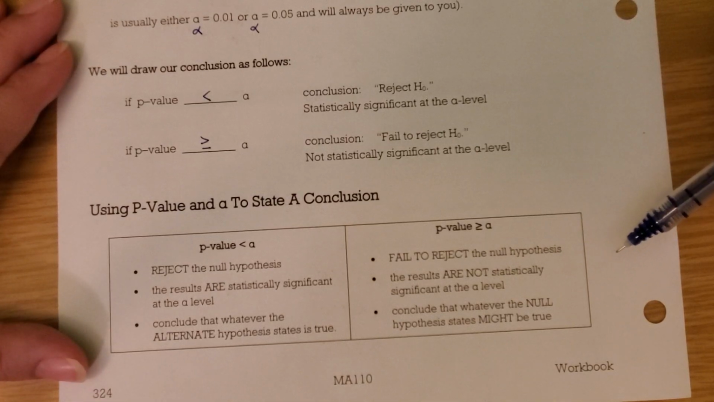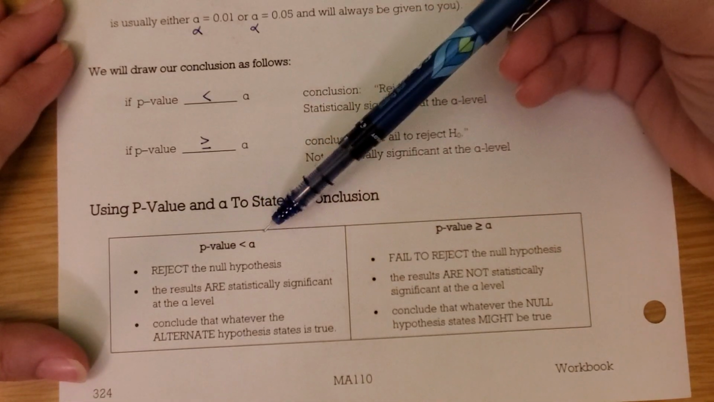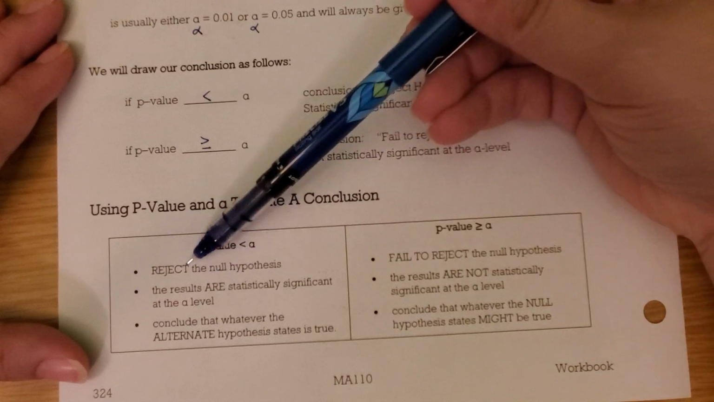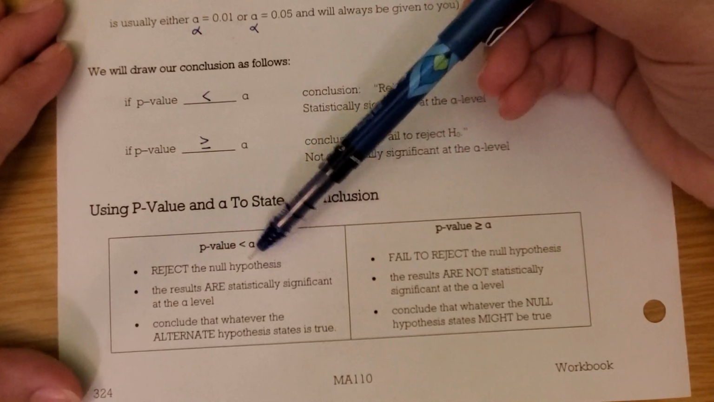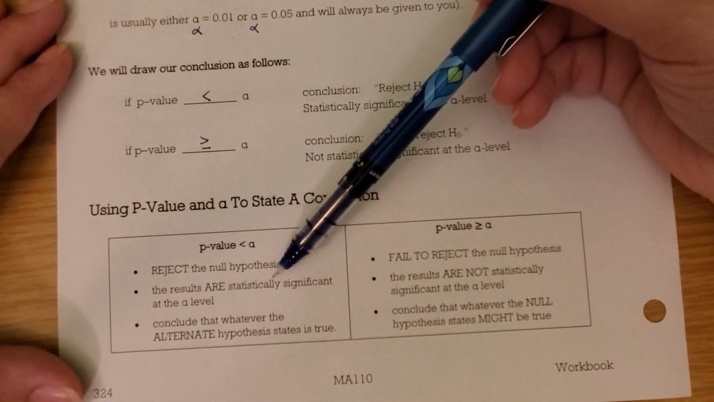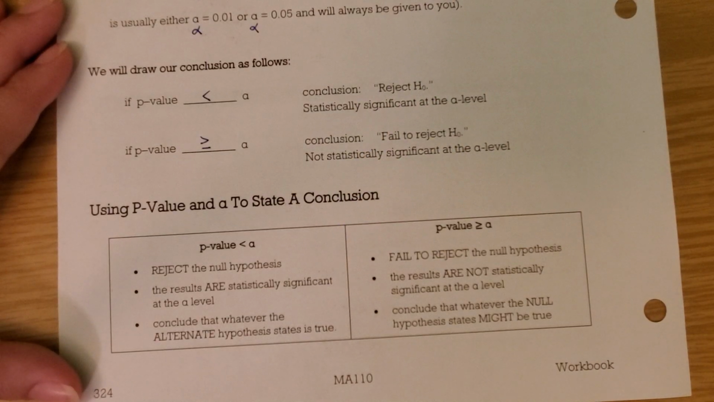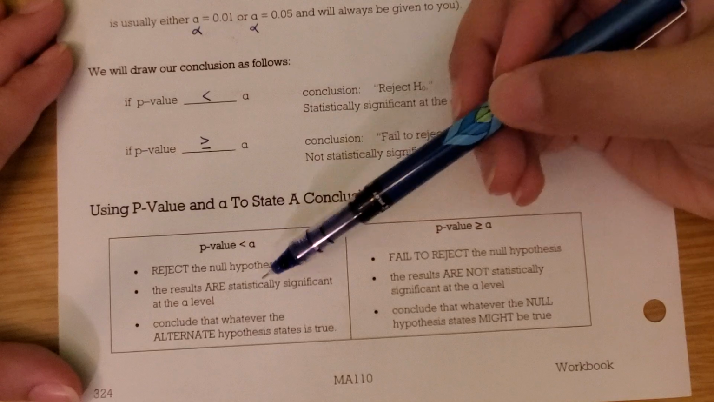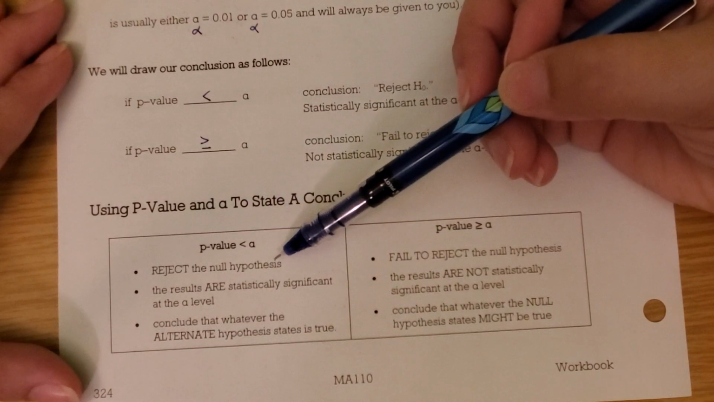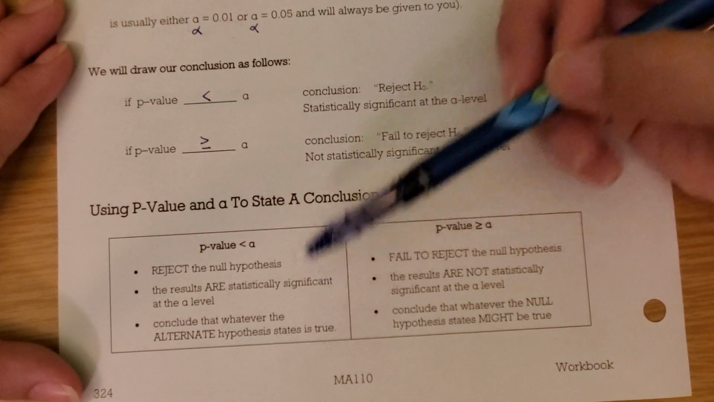When we go to draw our conclusion, if the p-value is less than alpha, we again reject the null hypothesis because the results are statistically significant. And your conclusion is going to be whatever the alternate hypothesis was. Because you're rejecting the status quo, your suspicion is correct.